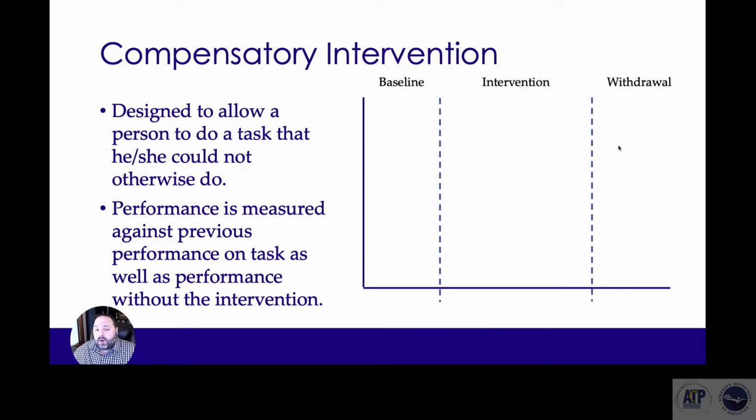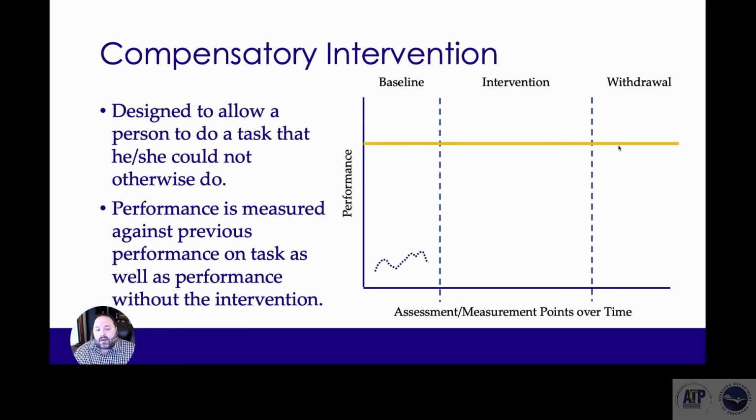I have those three phases: baseline, intervention, and withdrawal. And I have the vertical axis that shows measures of performance, and the horizontal axis that shows the points in time that that measurement was taking place. We have that goal line, and just like before, our baseline measurement shows a gap between where the student needs to perform and where the student is currently performing.